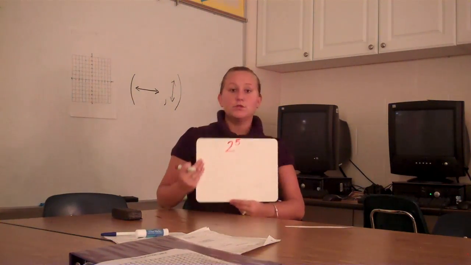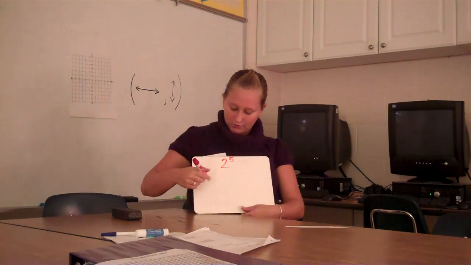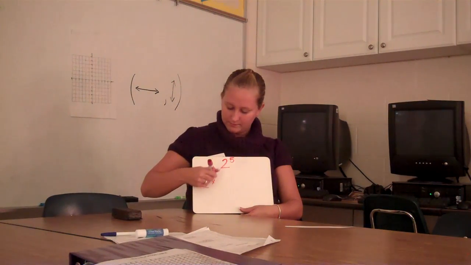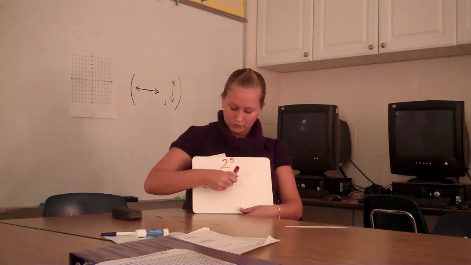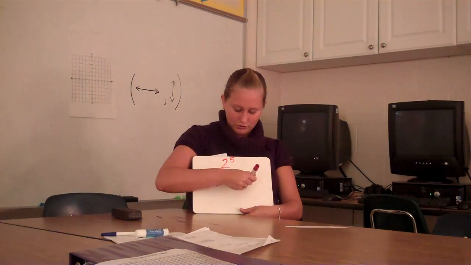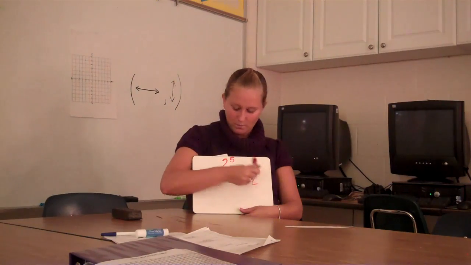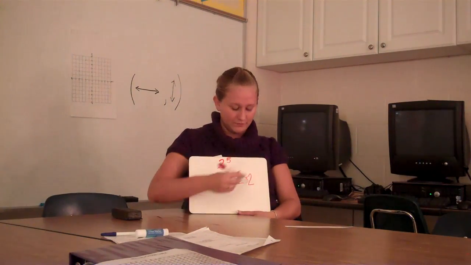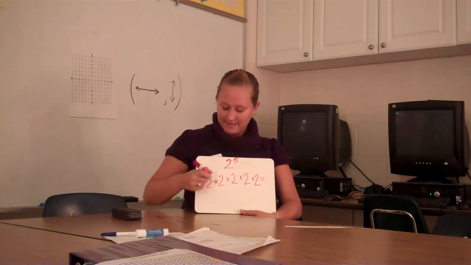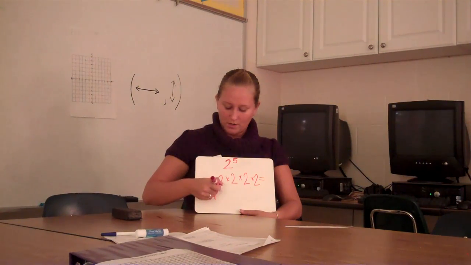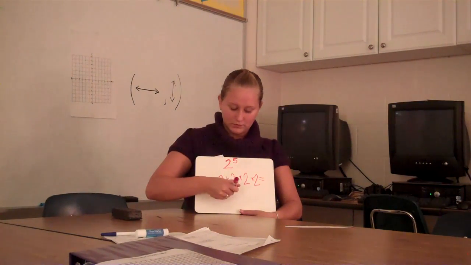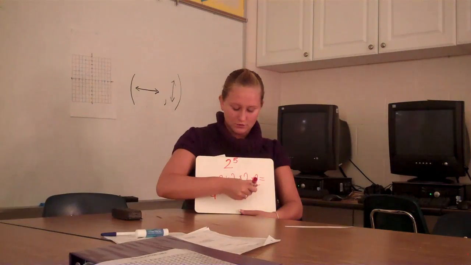The next problem I'm going to do as an example is 2 to the 5th power. This is a lot. You would do 2 times 2 times 2 times 2 times 2. Whew! It's a lot of 2's. So the very first step I would do is 2 times 2 is 4, times 2 times 2 times 2. I bring them all down.